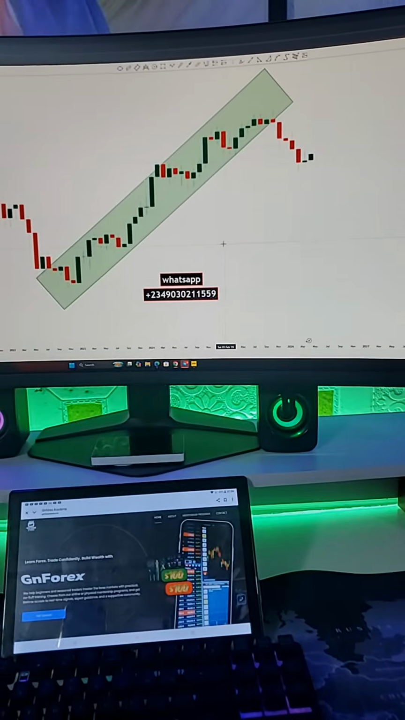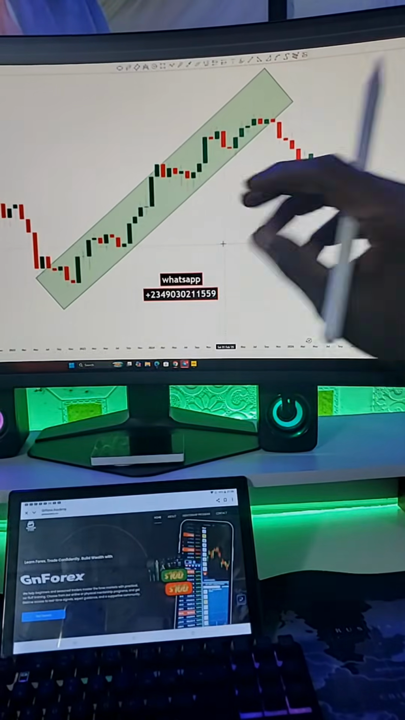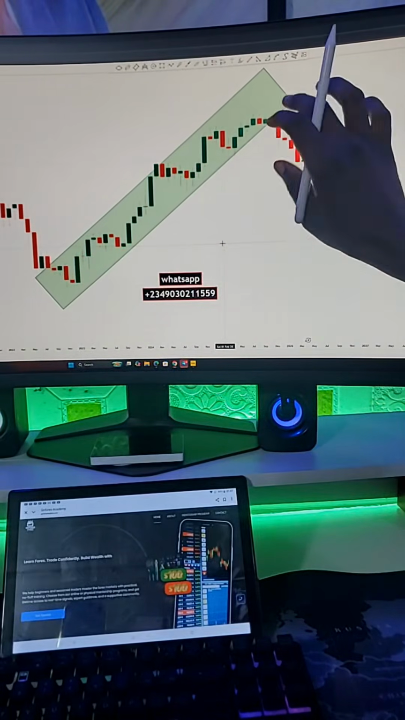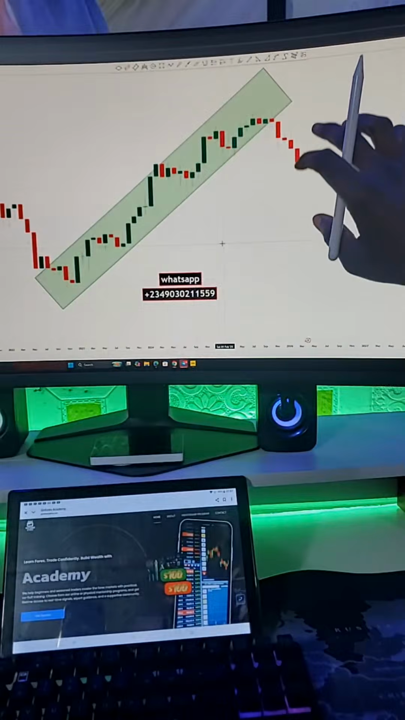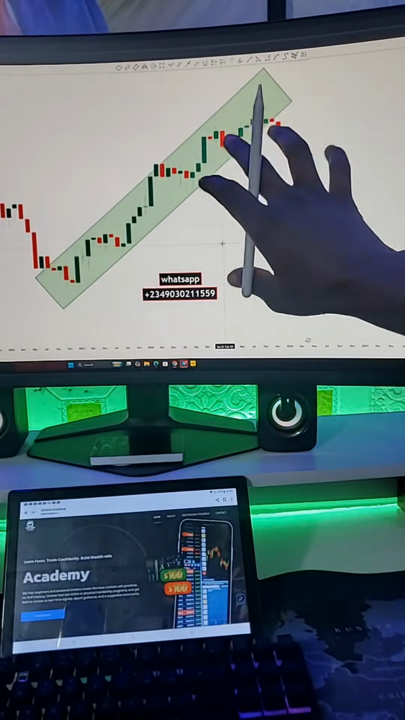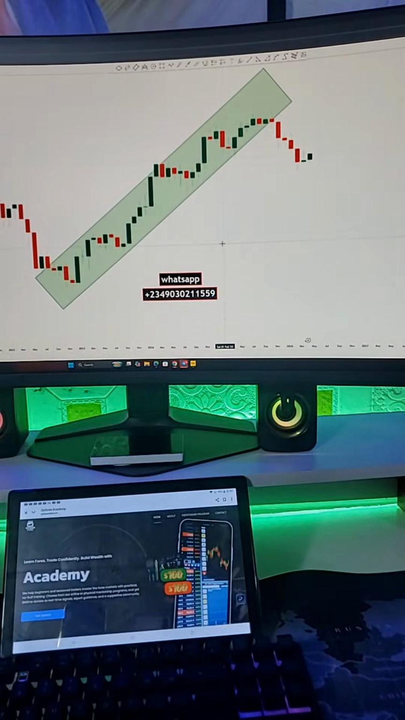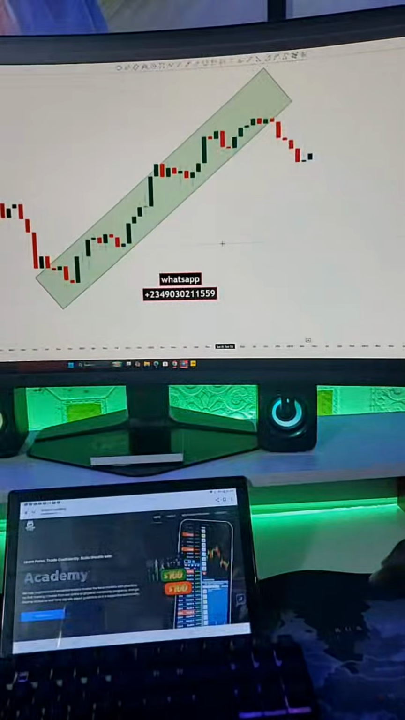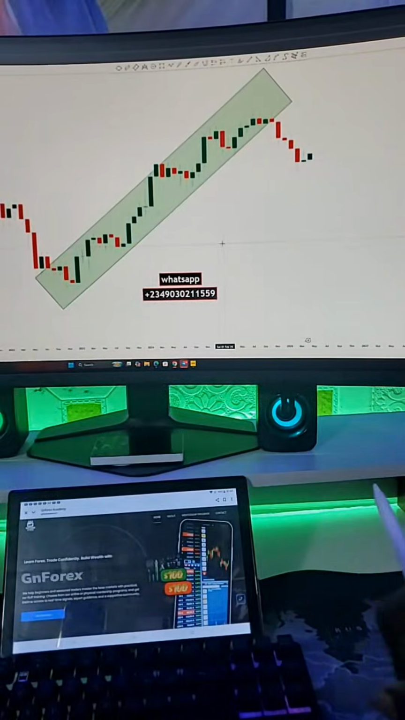So now, the next thing that you need to learn, you that is following along, is how to read the information of the price action that I just mentioned. For you to be able to read the information behind the candlesticks, you need to learn the language of the market, and it is called market structure.